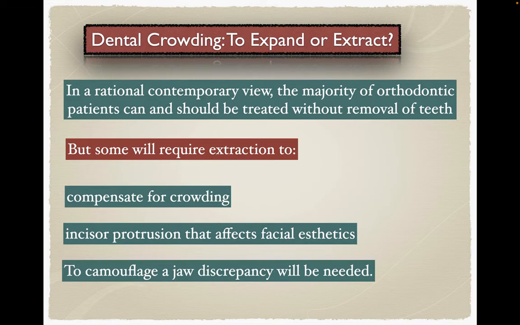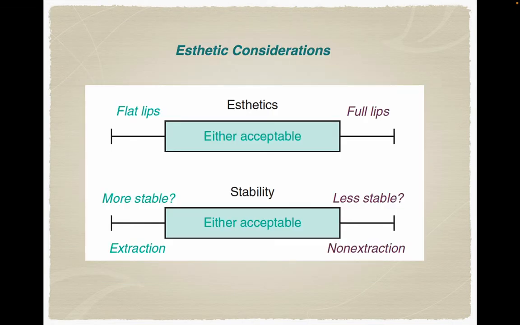For example, a patient with a class 2, you need to do extraction in the upper to retract the incisors to camouflage the class 2 skeletal relationship. I like this diagram in Proffit again. So when you decide whether to extract or expand, you need to look first at the aesthetic consideration. We mentioned in the previous lecture a lot about the detrimental effect of extraction and non-extraction, and we covered that already. However, when we do the planning now, if we're going to extract or not, we need to do first the aesthetic consideration.